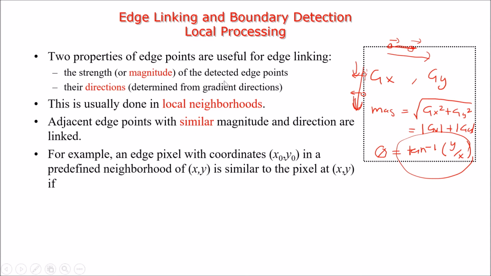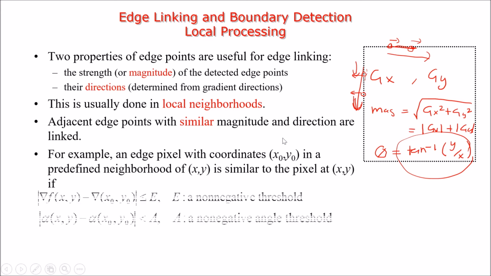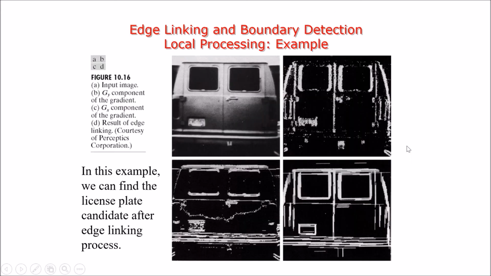So this is the first step in order to link the edge, which is based on the local processing method. This is the example of how we're able to implement the edge linking by using the local method. With the grayscale image, you find the response x and y, and then finally we can get the magnitude and direction by combining information from the magnitude and the angle before we can link that together.